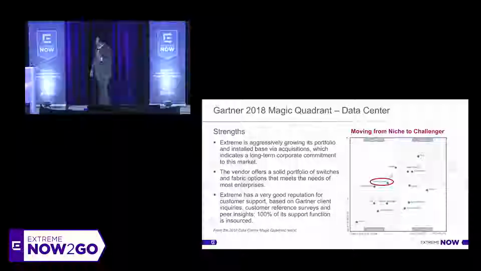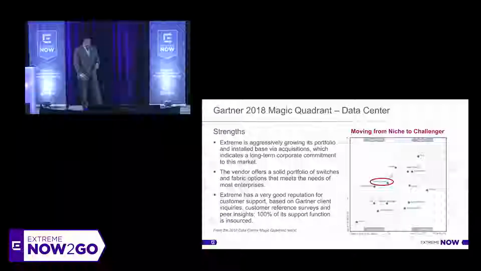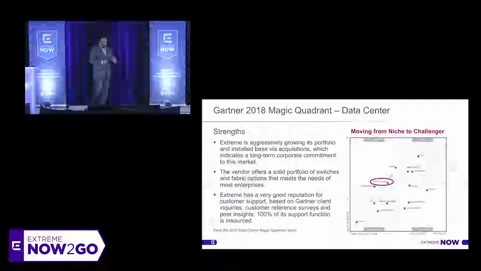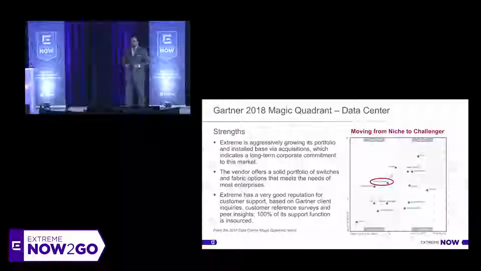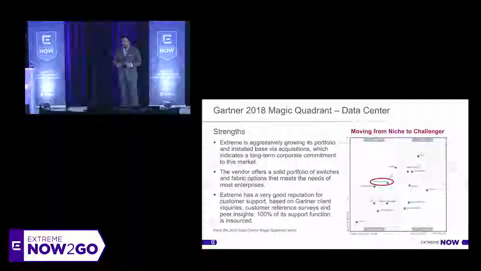You've seen this slide, I believe Ed talked about this already. So from a Gartner Magic Quadrant perspective, we are dedicated to delivering on the infrastructure in the data center for digital transformation. We've been moving up and to the right, and we continue to invest in that area to continue moving in that direction.